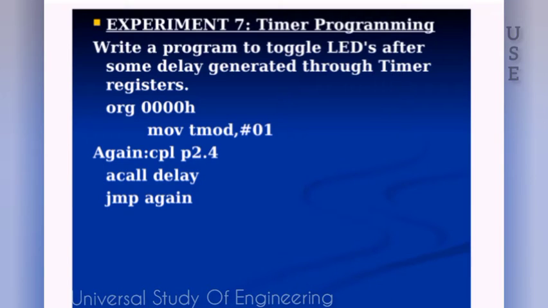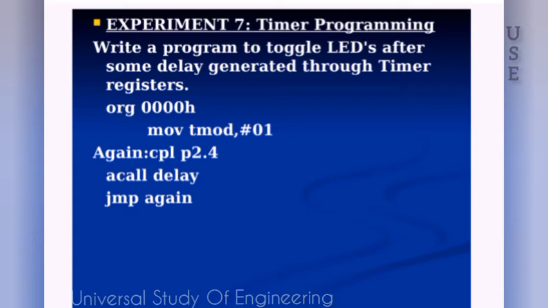We are going to perform five practicals after the midterm. Those practicals are: the sixth practical is the temperature sensor practical. After that, the seventh practical is to generate a delay to toggle an LED.